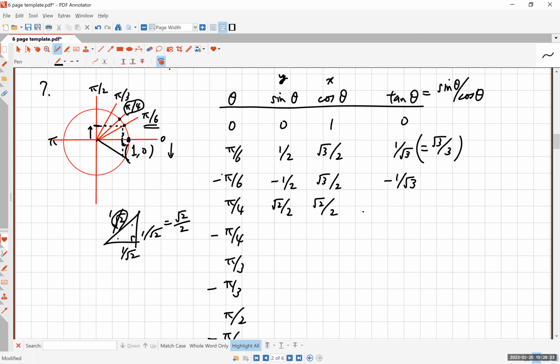And because these numbers are the same, the tangent is going to be 1. That would be this divided by this, and of course that's 1. If you go to the negative side, of course this changes, but the cosine does not, and the tangent becomes -1. All right, pi over 3, that's a 60-degree angle.